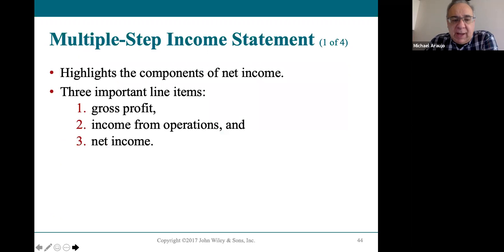Another thing that is really important is the multi-step income statement will give you the gross profit. And remember, gross profit is the difference between the net sales and the cost of goods sold, right? You didn't see it on the single step income statement. You could calculate it, but you didn't see it outright. On the multi-step income statement, it's given to you. It's actually calculated for you. So that's one very, very good thing.